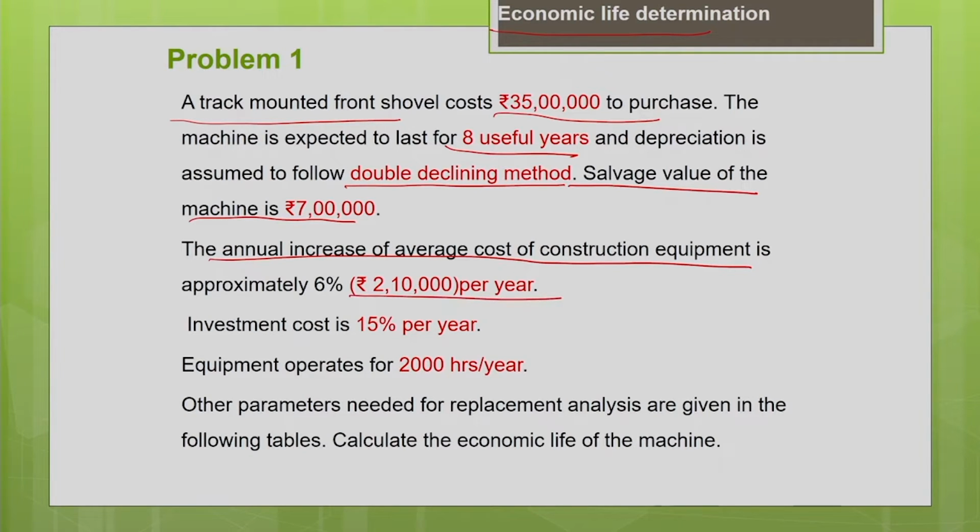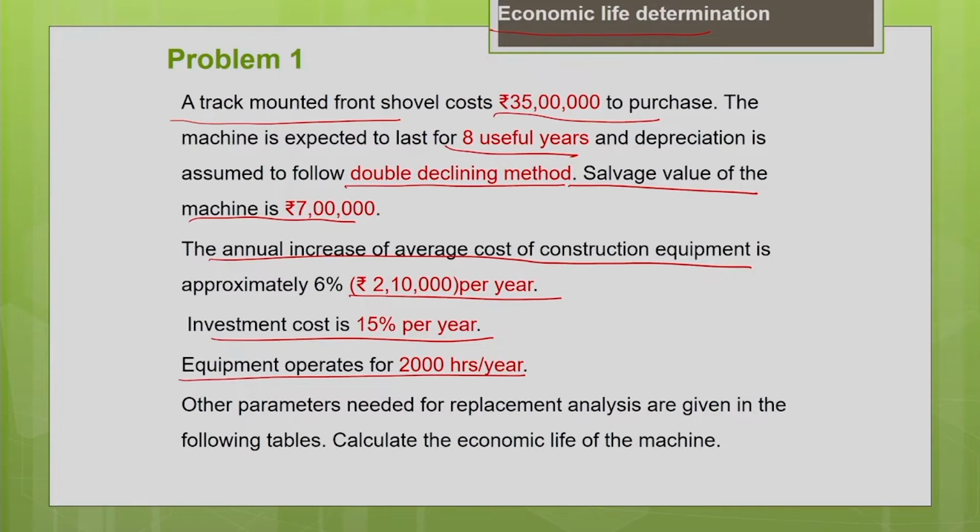So this also needs to be considered during the replacement analysis, and the cost of investment is 15% per year. Okay, so this you can consider as a percentage of the book value of the machine. Then the equipment is going to operate for 2,000 hours in a year. So the annual usage is given as 2,000 hours.